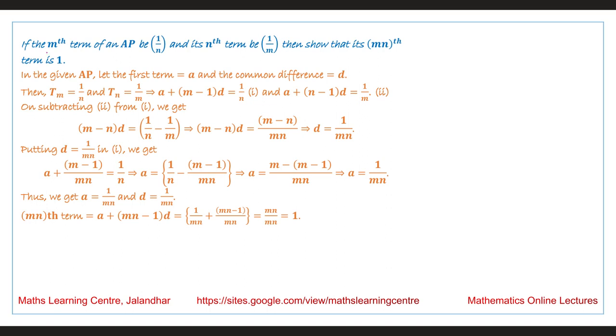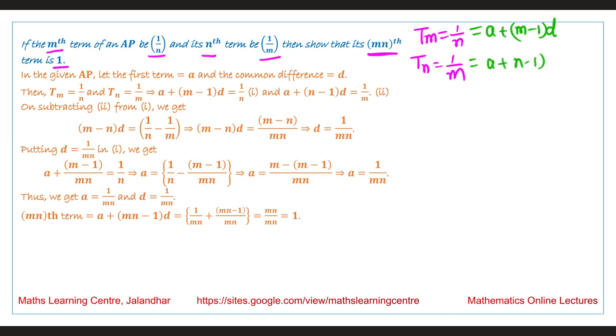Next, if the mth term of an AP is 1 by n and the nth term is 1 by m, we have to show that the mnth term is 1. It is given that the value of Tm is 1 by n, and the value of Tn is 1 by m. If we substitute these values, we get a plus (m minus 1)d equals 1 by n, and a plus (n minus 1)d equals 1 by m.